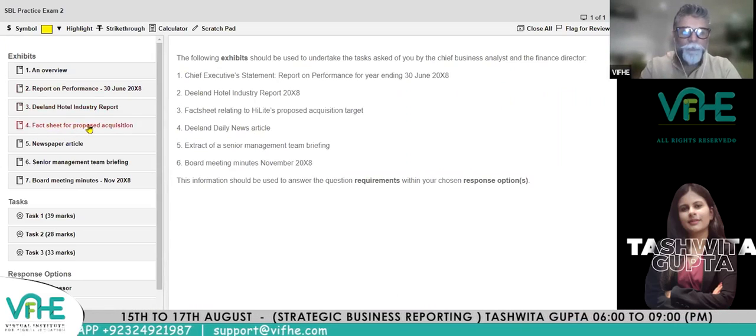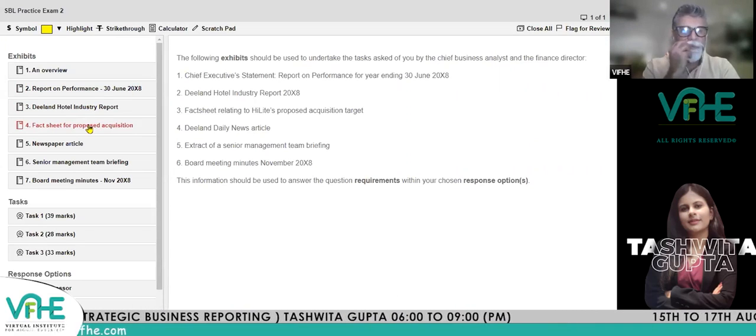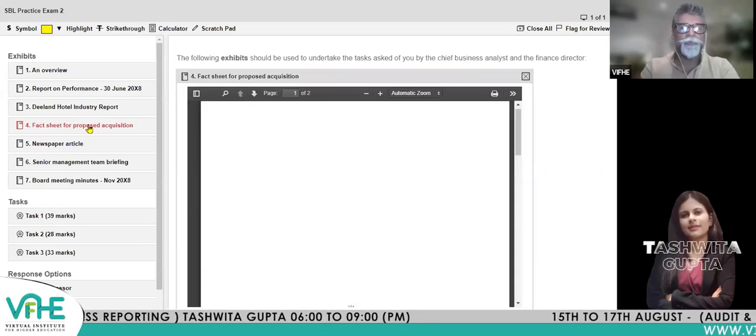Fact sheet for proposed acquisition. Again, a very specific, case-related name. Fact sheet for proposed acquisition.